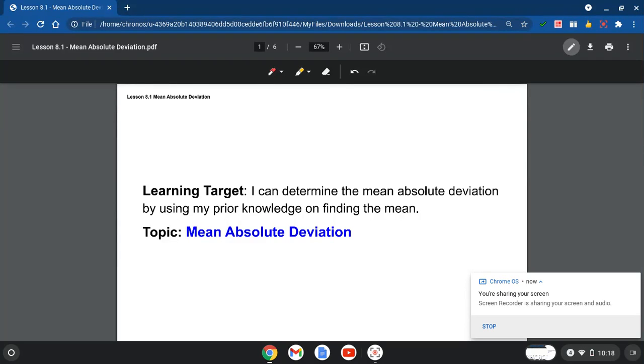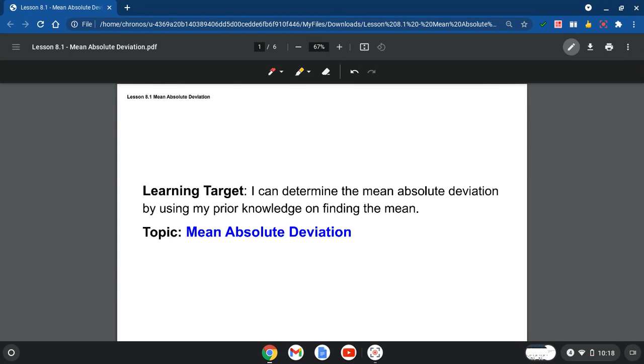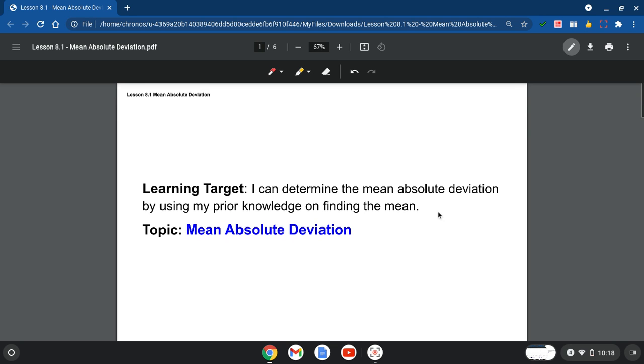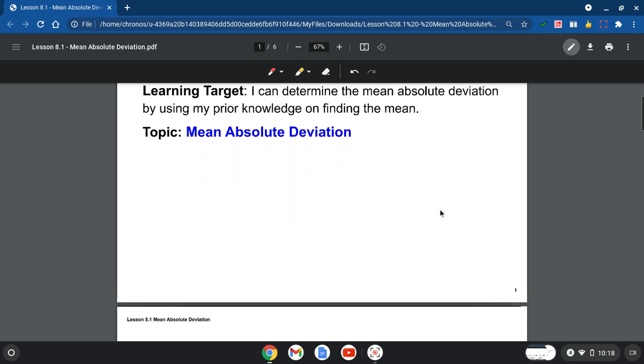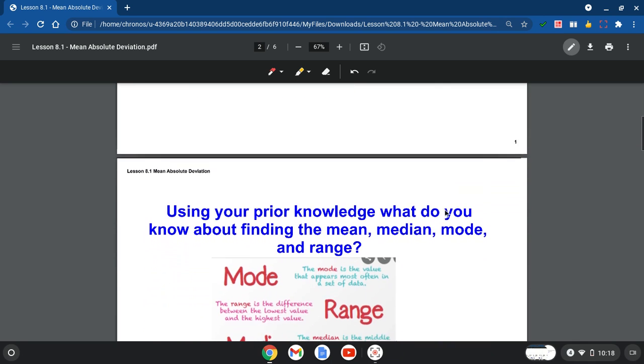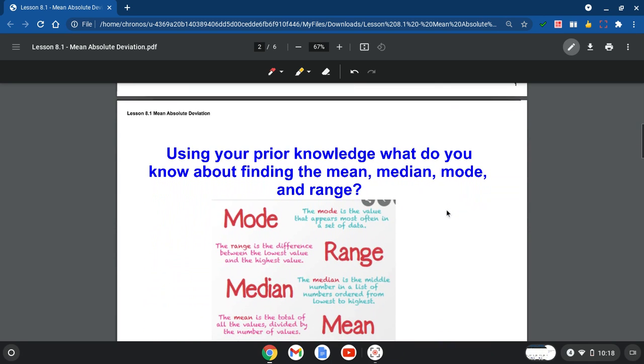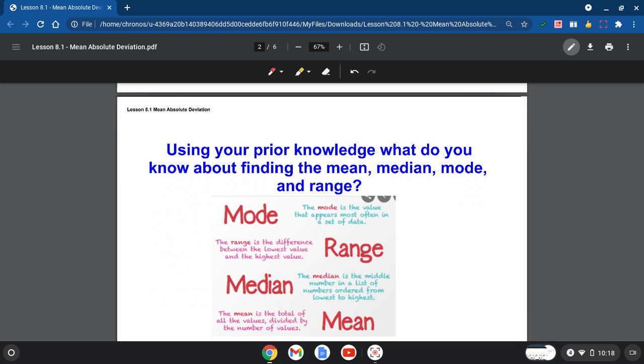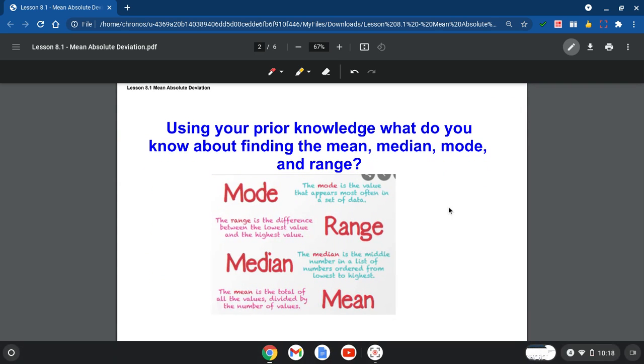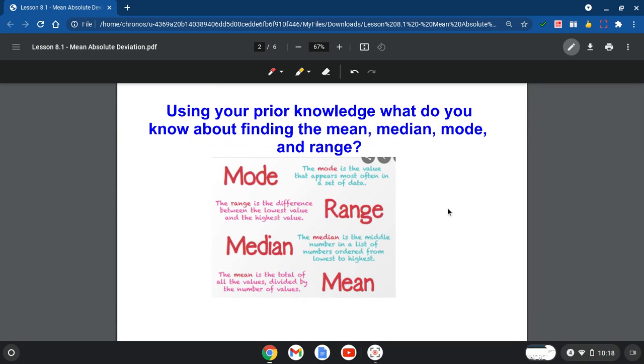Hello, boys and girls. In lesson 8.1, we will be looking at how to determine the mean absolute deviation by using prior knowledge on finding the mean. Let's begin by defining some terms. Using your prior knowledge, what do you know about finding the mean, median, mode, and range?